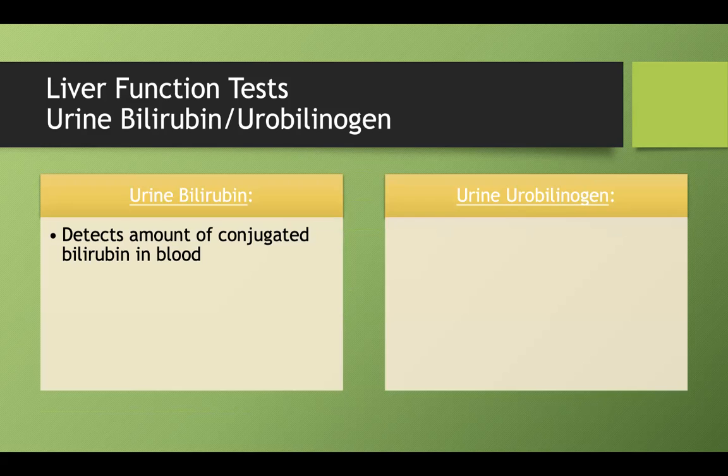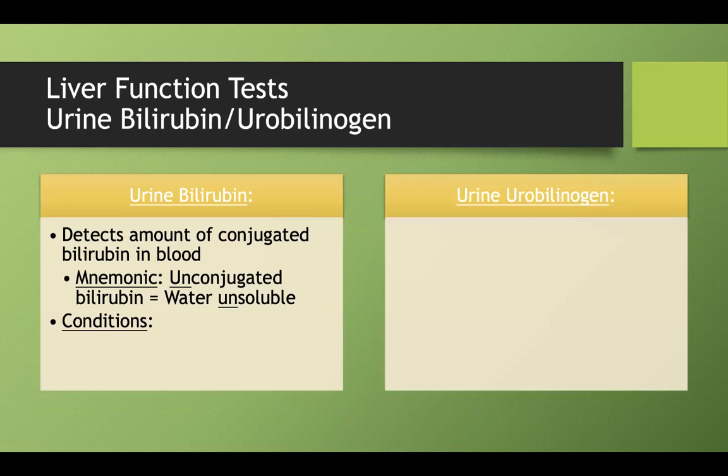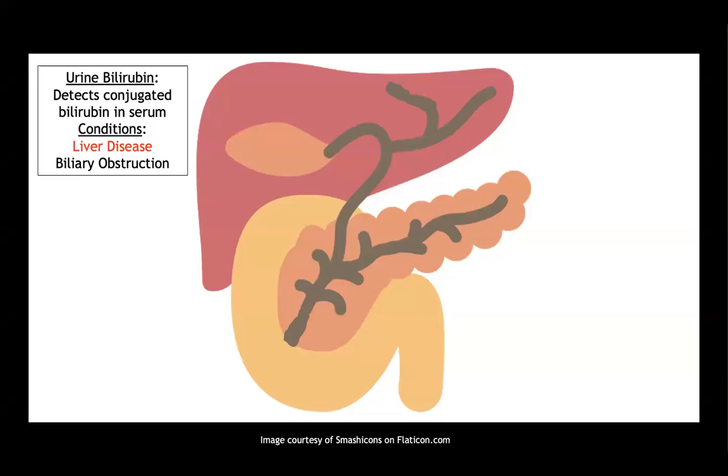This should also make some sense. The unconjugated bilirubin doesn't make it to your urine, right? It gets kicked out by your kidneys. So it's only going to detect the amount of conjugated bilirubin in your blood. And the conditions in which you'll see urine bilirubin: you can see it in liver disease and biliary obstruction. So let's talk about each of these conditions right now and why they would increase your urine bilirubin.